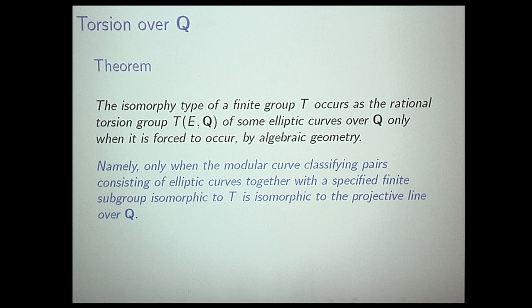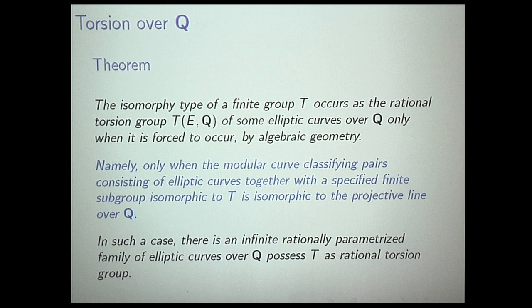Therefore, if it's isomorphic to the projective line over Q, of course, you've got not only one rational point, but you have a whole family of rational points, a rationally parametrized family. In other words, torsion over Q only comes because of and from rationally parametrized families. Okay, that's interesting. And then, of course, you have infinitely many examples. So you never have one example of torsion over Q. You have infinitely many examples.